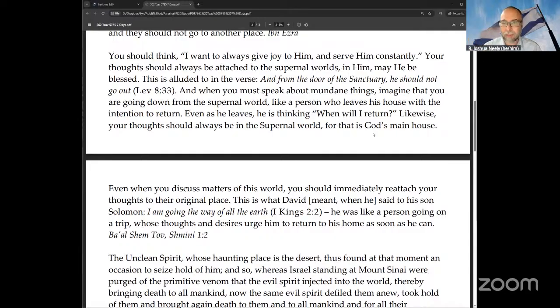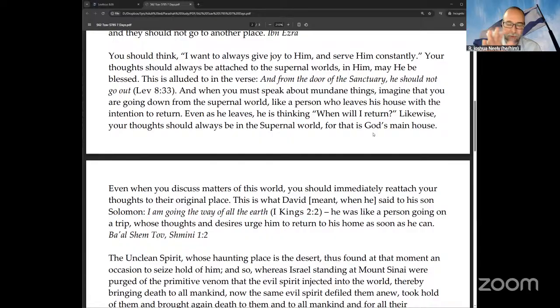Now, this is alluded to in the verse from our parasha, and from the door of the sanctuary who should not go out. And when you must speak about mundane things, because even the Baal Shem Tov, with all of his lofty spiritual goals, realizes it is necessary sometimes to talk about shoveling behind the cow or feeding the chickens. Imagine that you are going down from the supernal world like a person who leaves his house with the intention to return. Even as he leaves, he is thinking, when will I return? Likewise, your thoughts should always be in the supernal world, for that is God's main house.